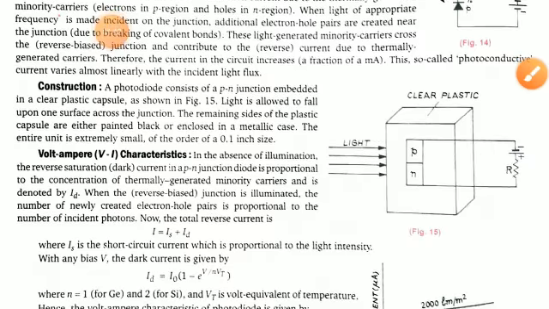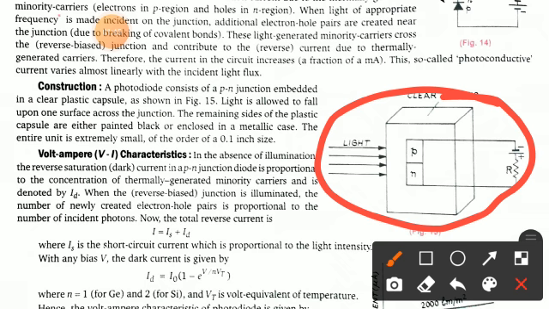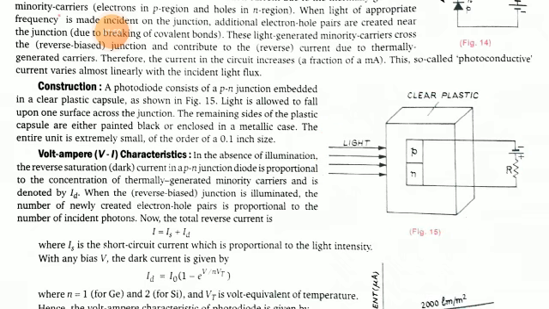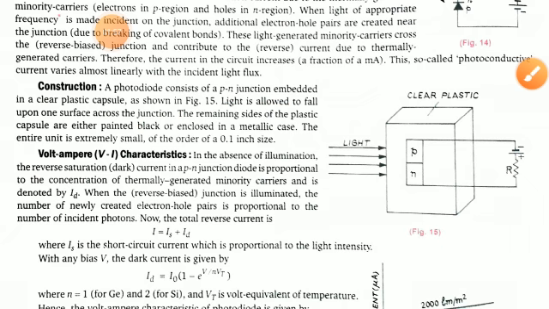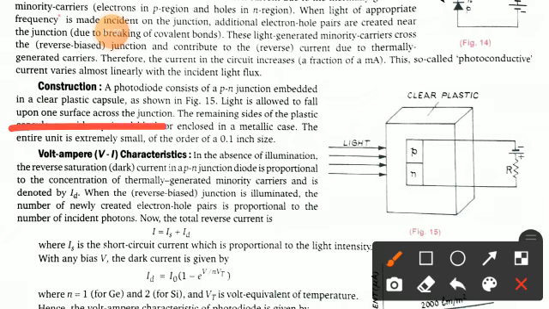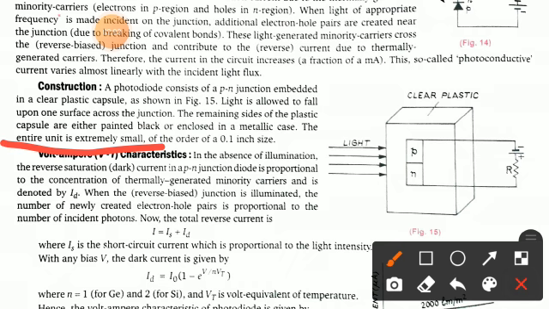Now we will discuss what is the construction. So this is the construction of the photodiode. A photodiode consists of a p-n junction embedded in a clear plastic capsule as shown in the figure. So light is allowed to fall upon one surface across the junction. The remaining sides of the plastic capsule are either painted black or enclosed in a metallic case. Clear? Now the entire unit is extremely small, of the order of 0.1 inch size.